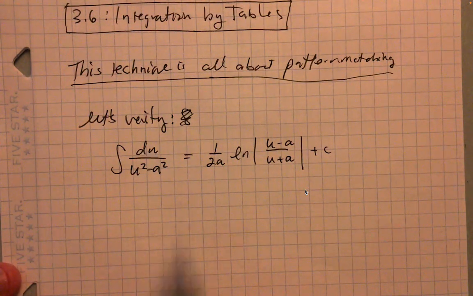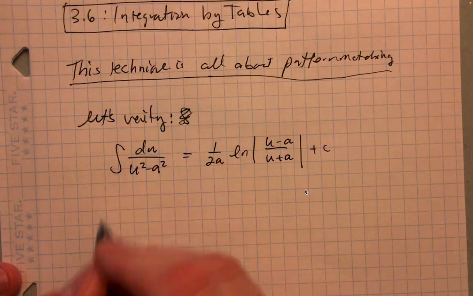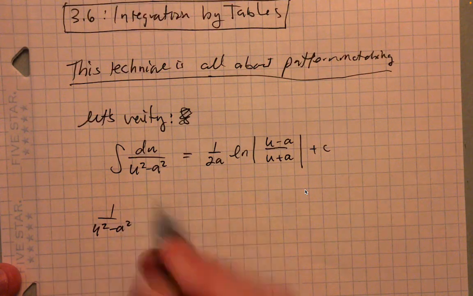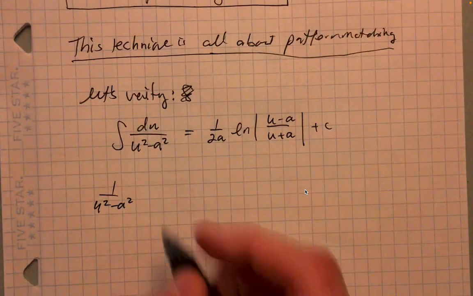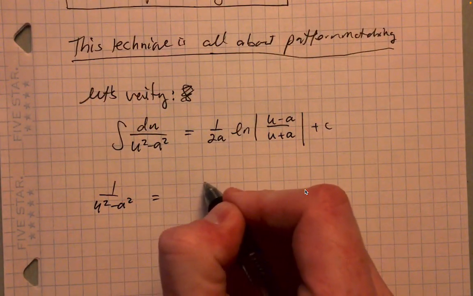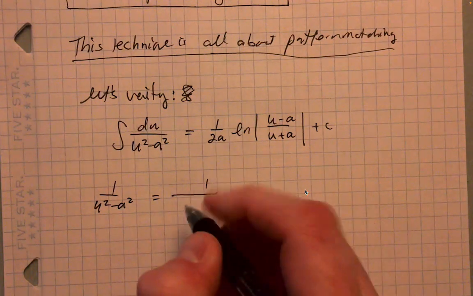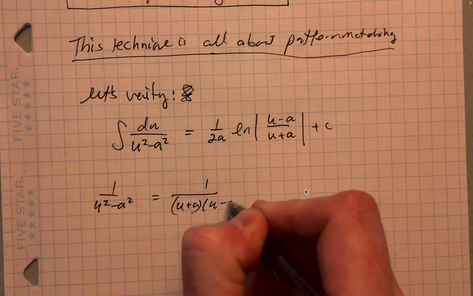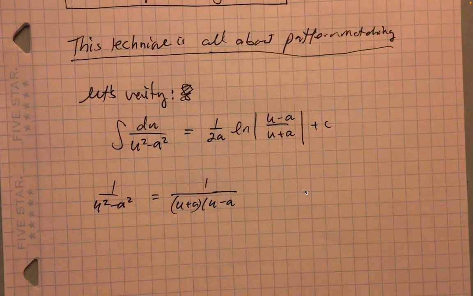One thing we'll do is start with this integrand and do a little algebra to it. So 1 over u squared minus a squared. All right, we'll start with that. Now, that can be factored into 1 over u plus a times u minus a. And that's relatively straightforward.